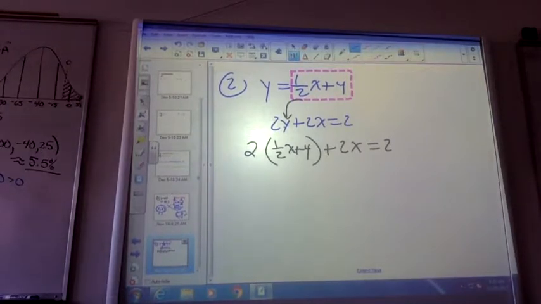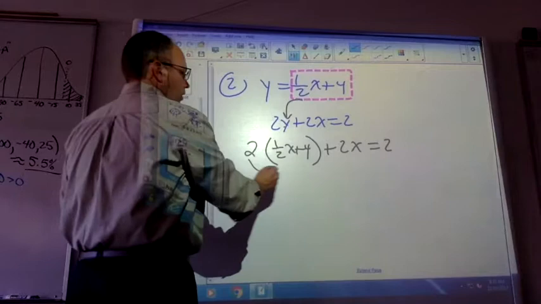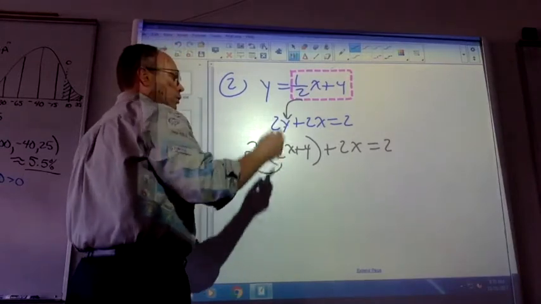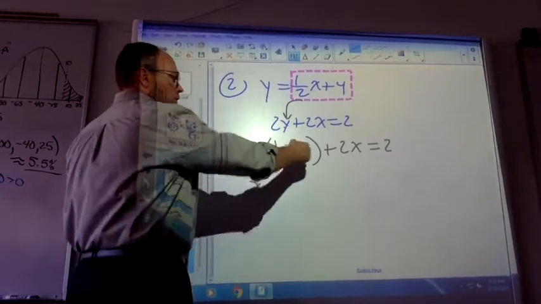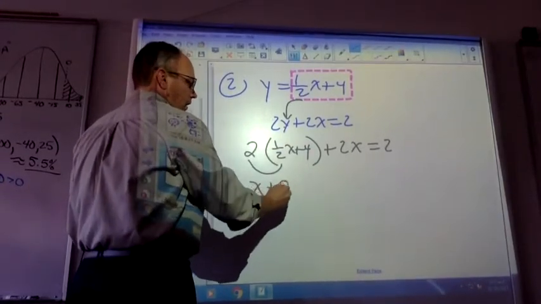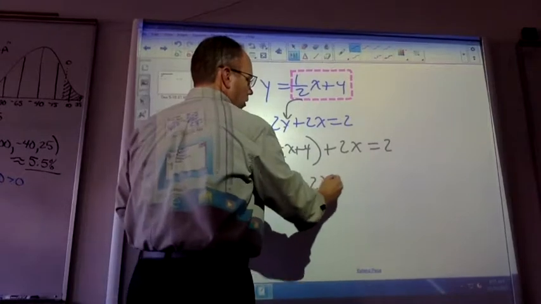We need to distribute over the parentheses. So 2 times half is 2 over 2, which is 1. So this becomes just 1x or just x. And then 2 times positive 4 is 8, plus 2x equals 2.